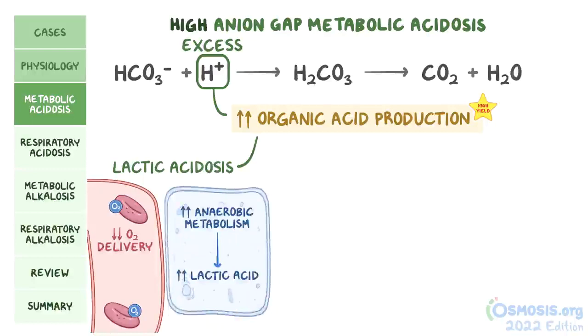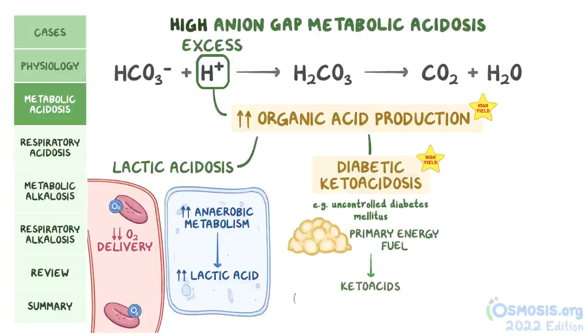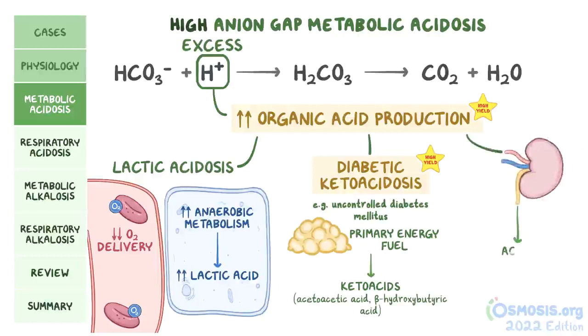Another high-yield example is diabetic ketoacidosis, which could occur in uncontrolled diabetes mellitus, where the lack of insulin forces cells to use fats as primary energy fuel instead of glucose. Fats are then converted into keto acids, such as acetoacetic acid and beta-hydroxybutyric acid. Another way acids can build up in our blood is due to an inability of the kidneys to excrete them. This can happen in cases of chronic renal failure in the uremic phase.